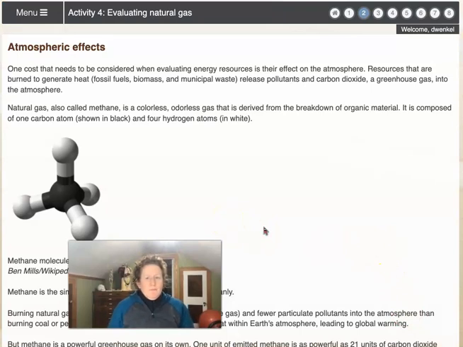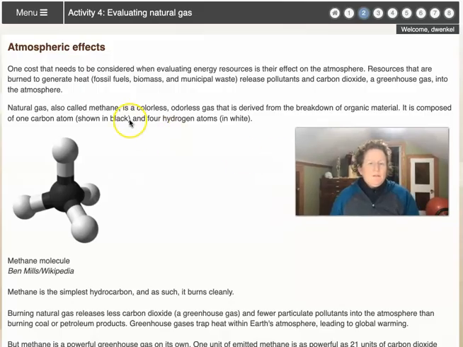So there are some atmospheric effects. We've all heard about climate change. One cost that needs to be considered when evaluating energy resources is their effect on the atmosphere. Resources that are burned to generate heat, fossil fuels, biomass, municipal waste, aka garbage, release pollutants and carbon dioxide, a greenhouse gas, into the atmosphere. So the greenhouse effect makes the earth warmer. And it's currently making the earth a little too warm, which is changing ecosystems and weather patterns and the climate.